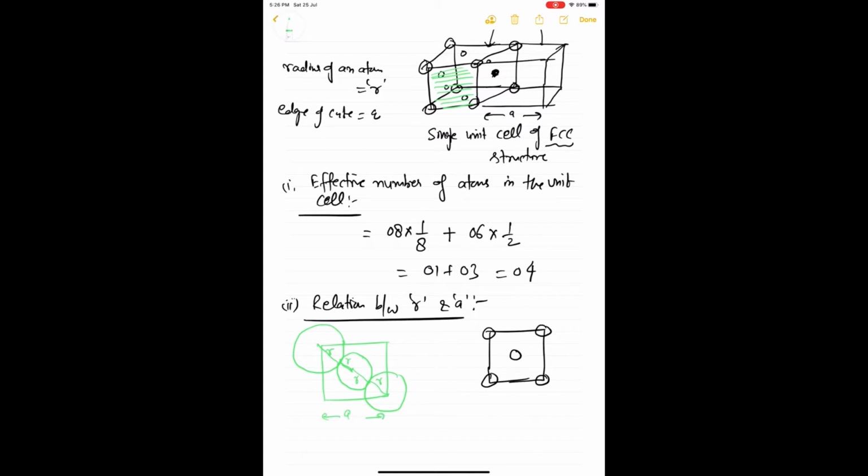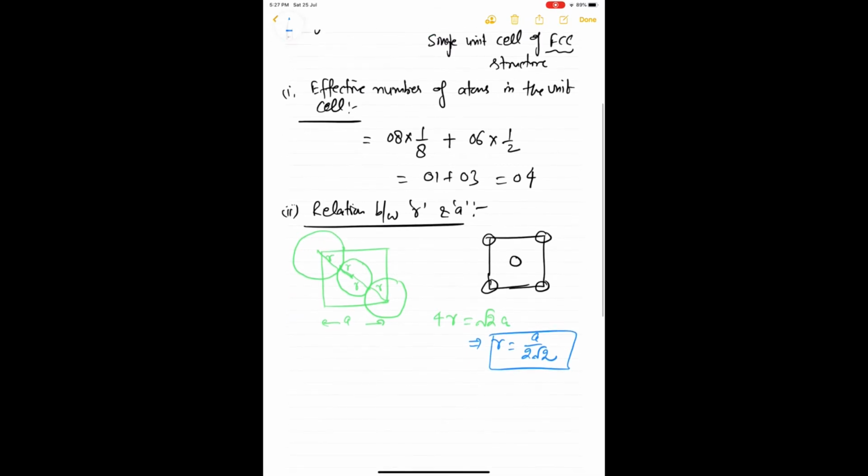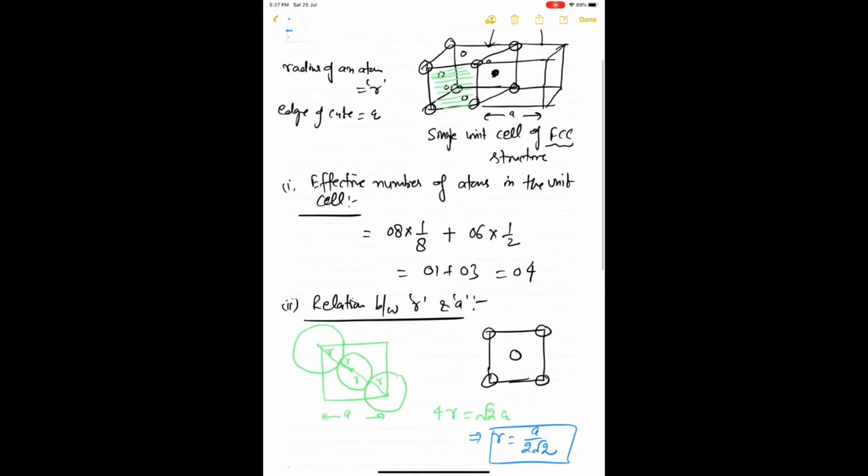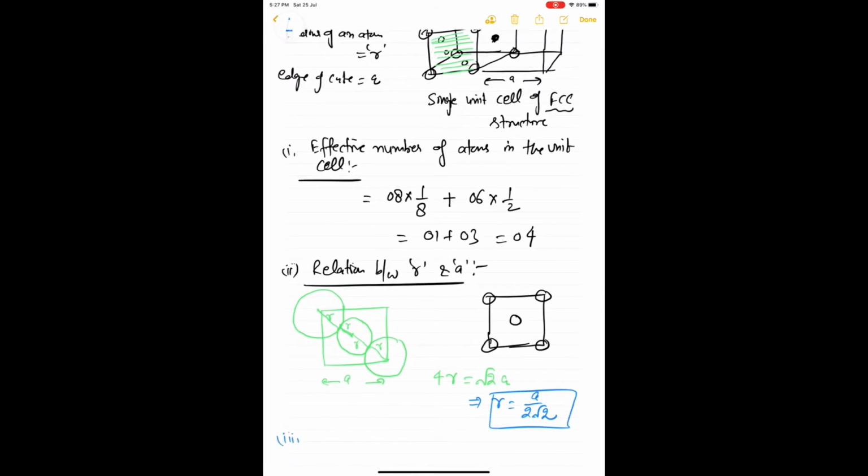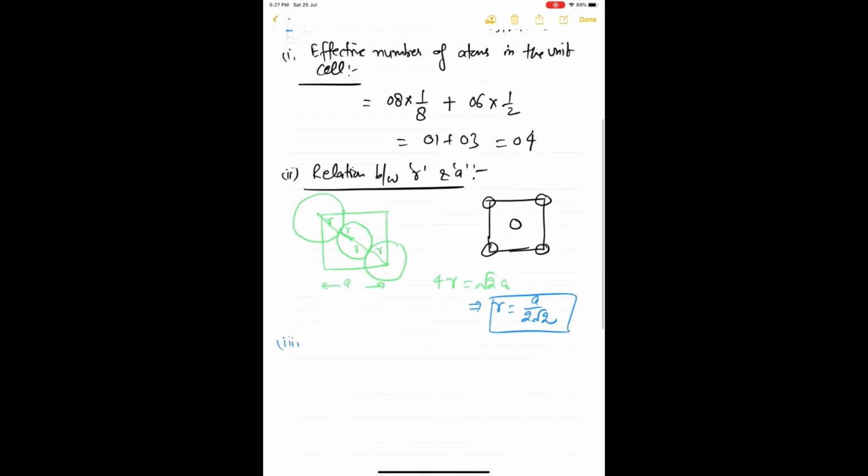So 4r basically is equal to root 2 a. So 4r equal to root 2 a means that r is actually equal to a by 2 root 2. Right? So that's what we get as the relation between r and a. The third thing we would like to find out is the number of nearest neighbors, and before that we can find out the distance from the nearest neighbor.